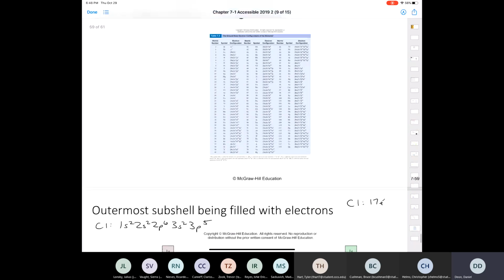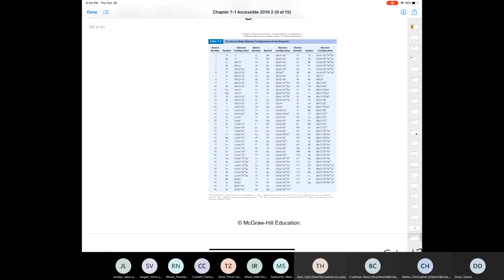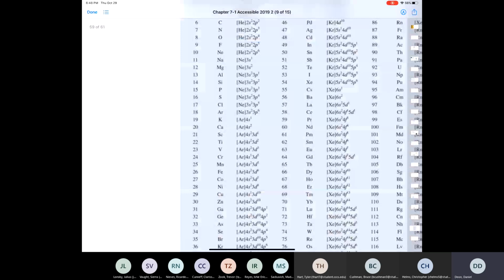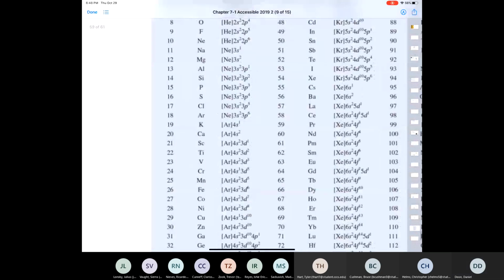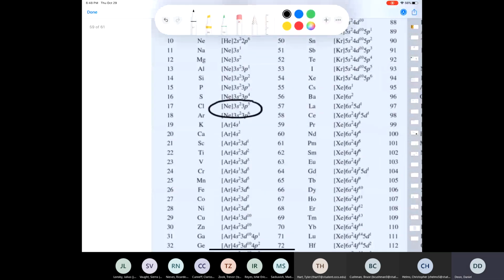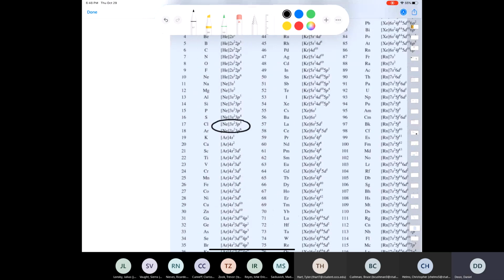If we back up here, it's going to be really hard to see. If you look at chlorine, you see how it says something right here. It doesn't say what we had written down. It says neon in square brackets, 3s2, 3p5. That's called a shorthand electron configuration. And in fact, you see all of these elements at the beginning of all these electron configurations. What do they have in common? They're all noble gases. Well, let me show you how to do that.